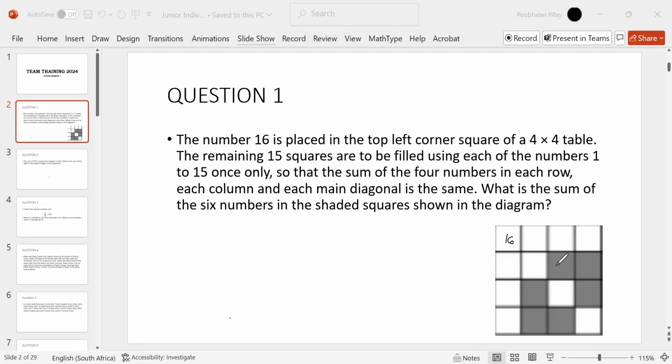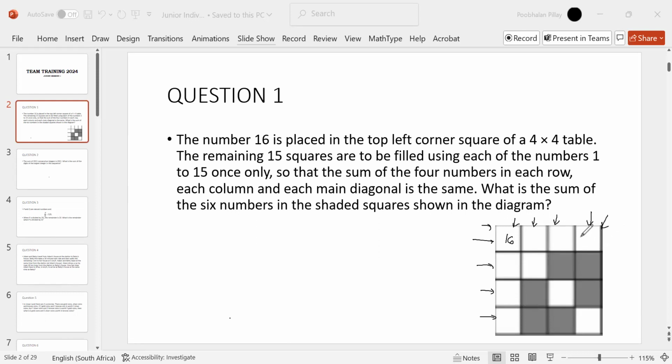Now, we don't know what the others are, but the question is, what is the sum, as you'll see in the last sentence, of the 6 numbers in the shaded squares in the diagram? It's an interesting problem because you don't know what the numbers are, so how can we say what the sum is? But there is another extremely important fact given: in all the 4 rows, the 4 columns, and the 2 diagonals, they all add up to the same number.